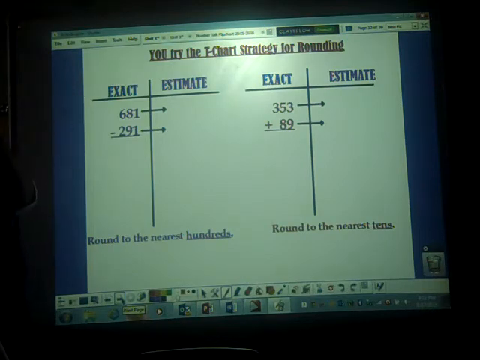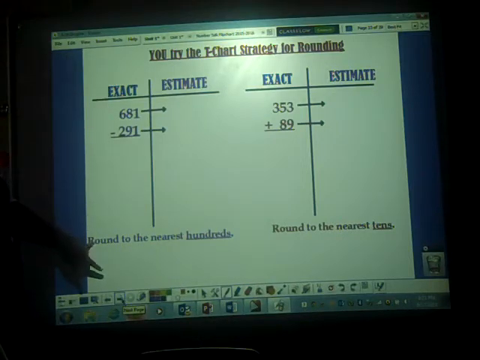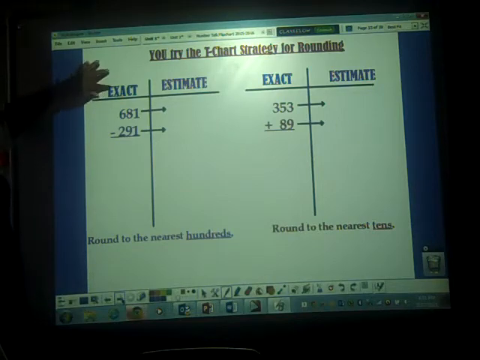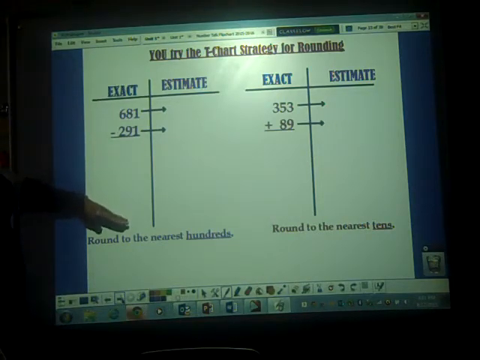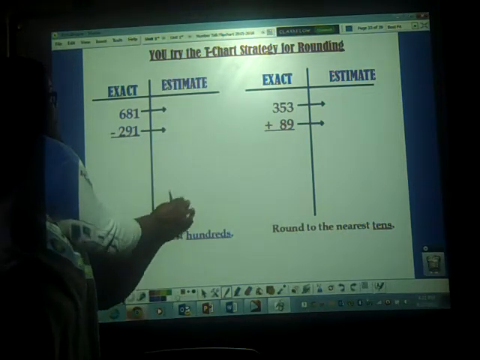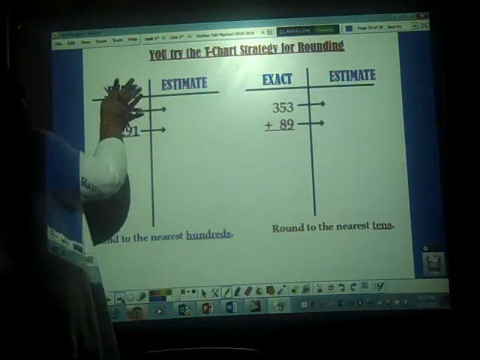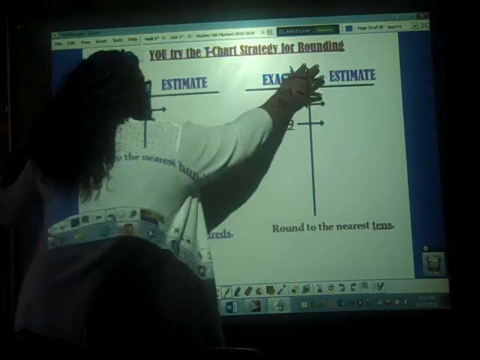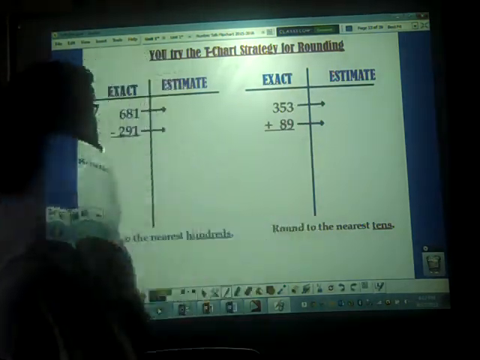Now we're going to use a T-chart strategy. Remember I added that at the very first slide at the beginning of the video? The T-chart strategy. So we're going to round this to the nearest hundreds. On my T-chart I have on one side, the left side, the exact amount, and then on the right side, the estimated amount. And we're going to fill this in. I am going to do this one, and then you guys are going to do this one by yourself.